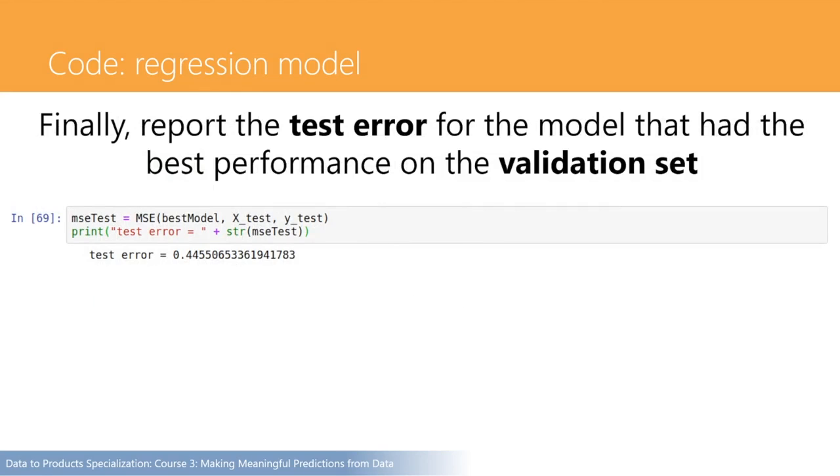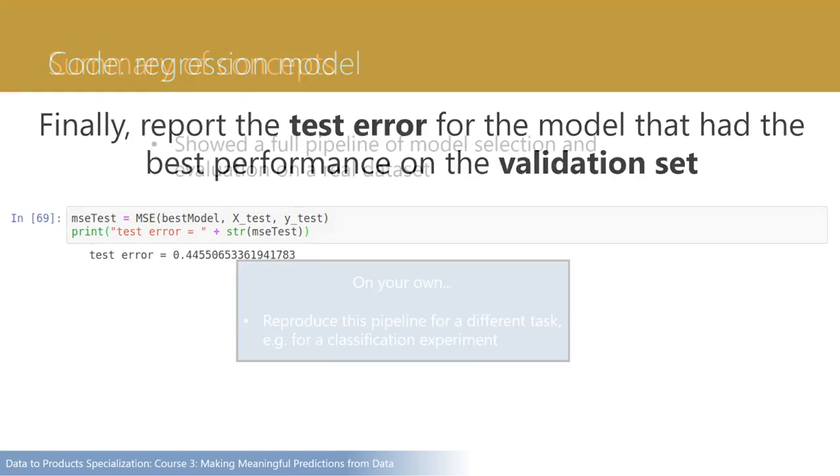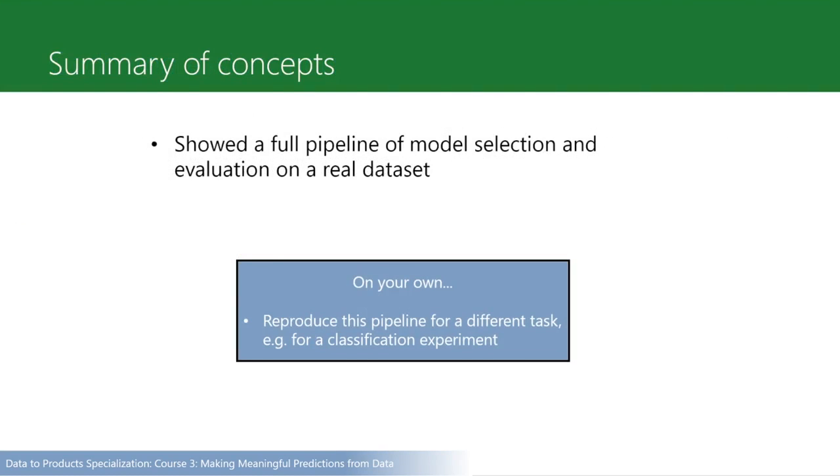Okay, so once that validation pipeline has finished, once we've iterated through all values of lambda, we should know which model worked best on the validation set. That's going to be stored in the variable here called best model. So we can compute its test error for the model that worked best on the validation set, and this code just prints that out.